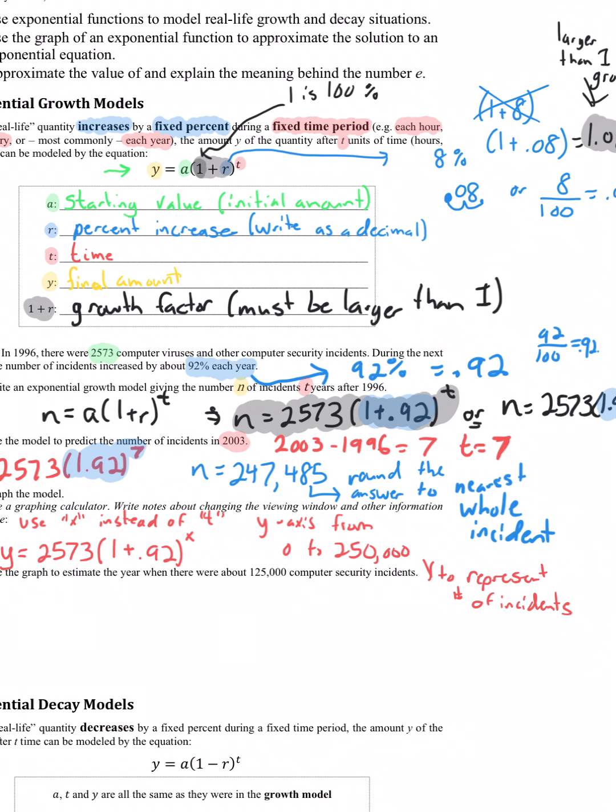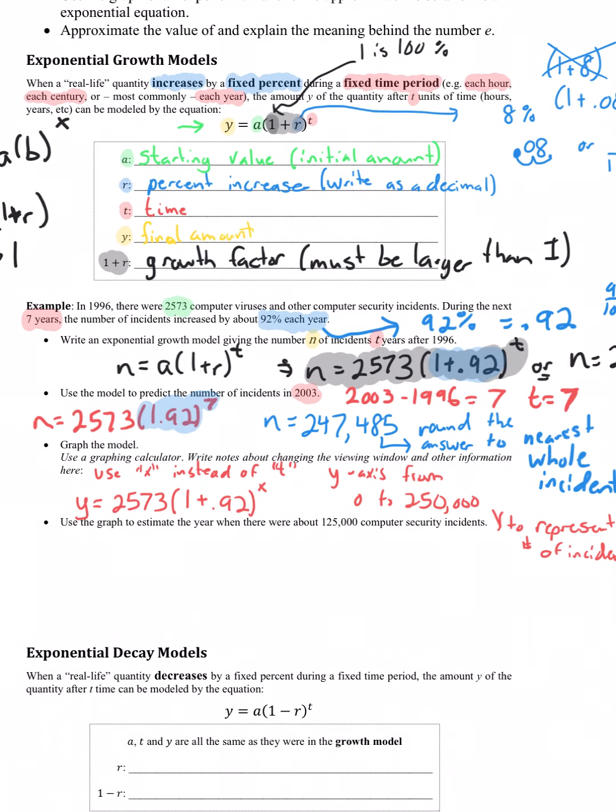That's really the key, is picking an appropriate viewing window. You have to think about what makes sense. Now, the last question I ask here says, use the graph to estimate the year when there were about 125,000 security incidents. So what you do is you'd say, let's type in y equals 125,000 and then find the intersection.